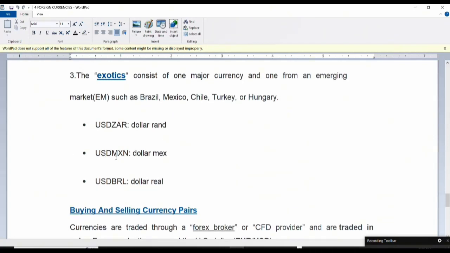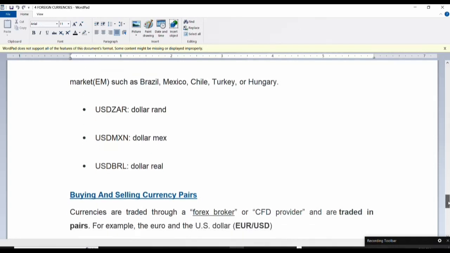United States dollar combined with the Mexican pesos. We are going to have the dollar mex and the rest. The difference between a major currency pair and a minor is that a major currency pair contains the United States dollar. A minor does not contain the United States dollar.